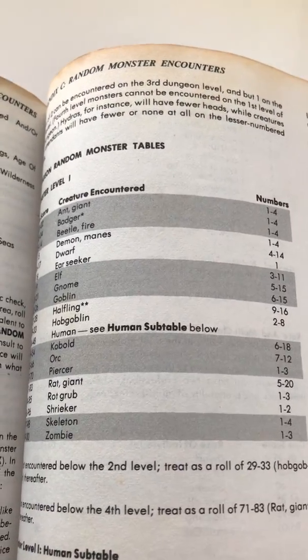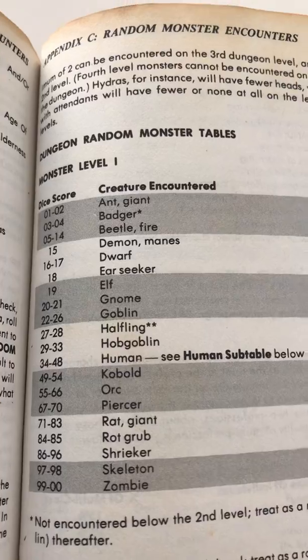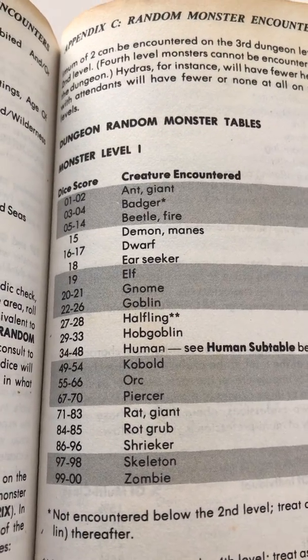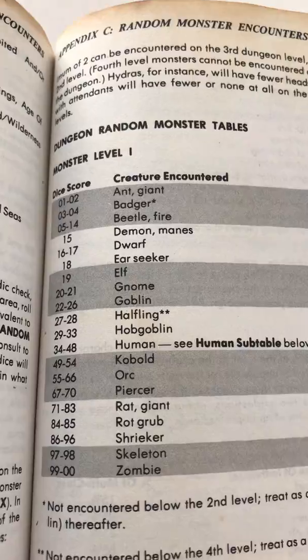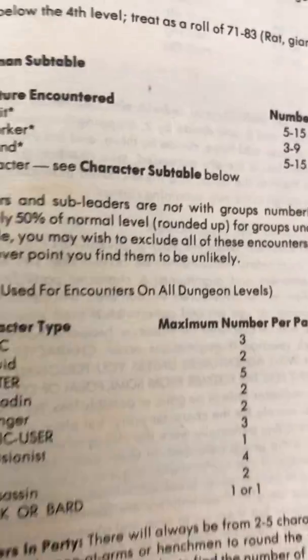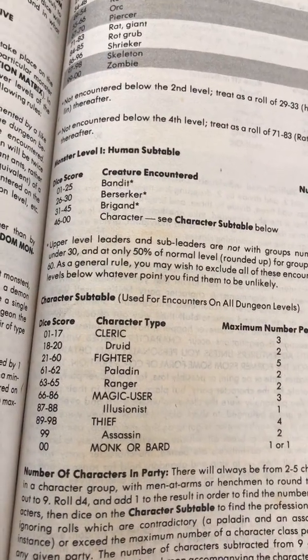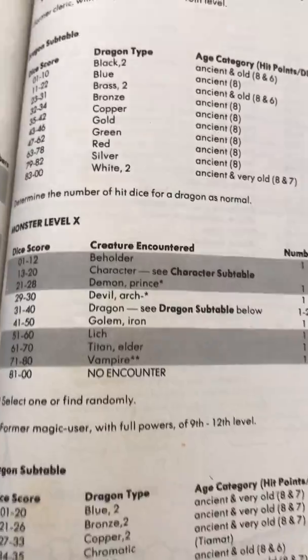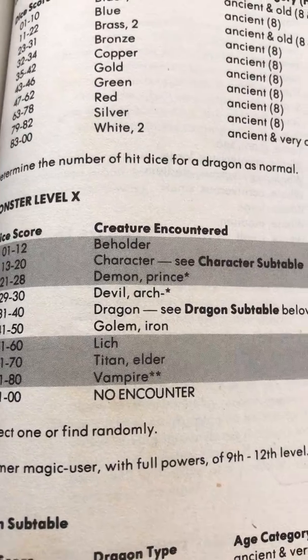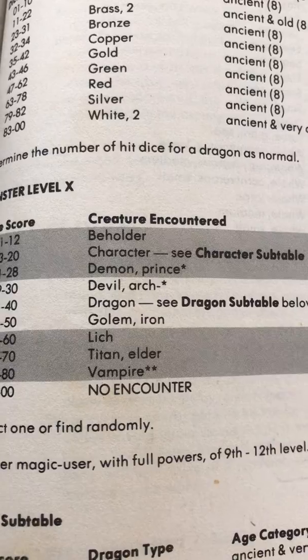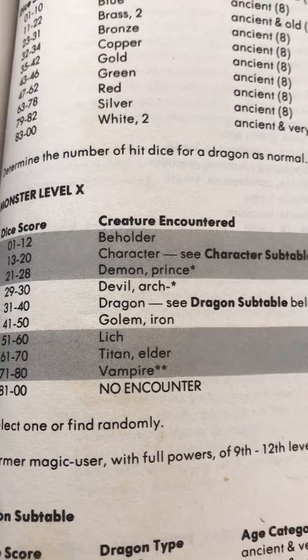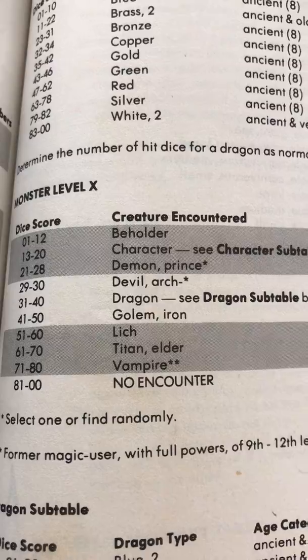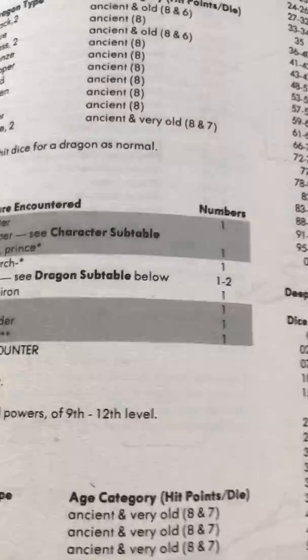So there were different levels of monsters. The first level monsters were things like dwarves and goblins and giant rats. And at every level, you might encounter a party of player characters. And then the highest level, level 10, had things like a beholder, a demon prince, an archdevil, 2 dragons, an iron golem, lich, an elder titan, a vampire with magic use.